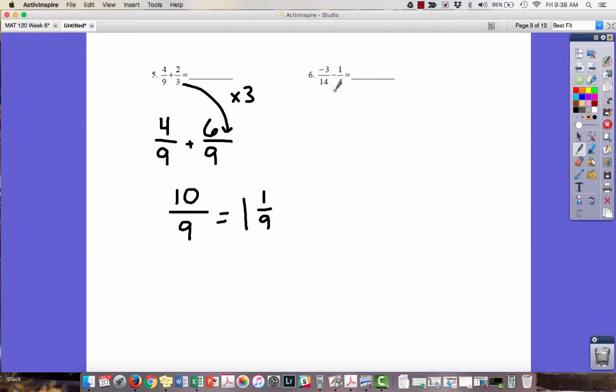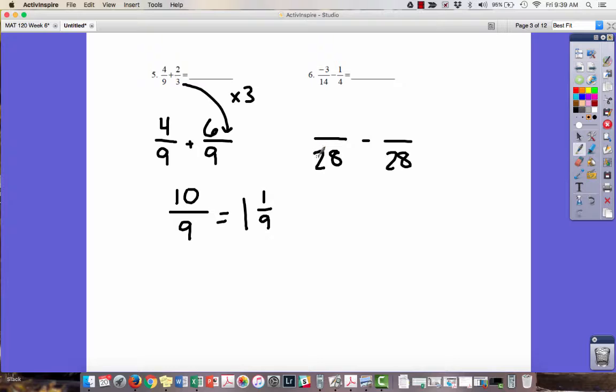Now on your fractions over here, same idea applies. I want the same number to be on the bottom. Well, 4 doesn't go into 14, so I can't use 14, but 4 does go into 28, and so does 14. So my new number, my new denominator, is going to be 28.